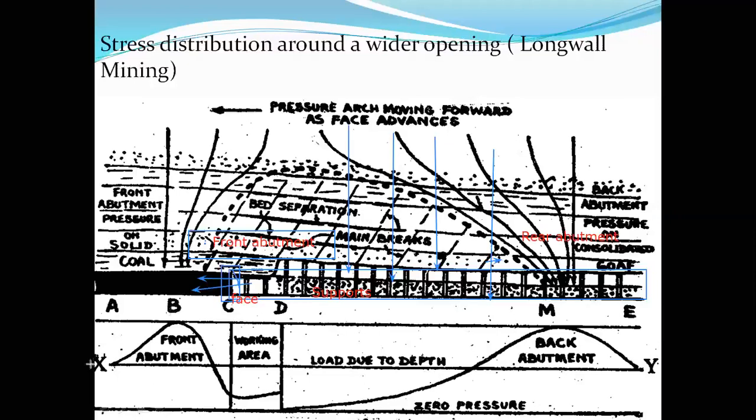Look here. This is called the front abutment. This is called the back abutment, and this is how the load is distributed. This line indicates a break, because it's not continuous, since it's a huge, very wide opening. There's a break, so the main roof got broken here. That's the reason it's not continuous. So this diagram basically depicts how exactly the stress redistribution takes place in case of a wider opening. Let me close this.